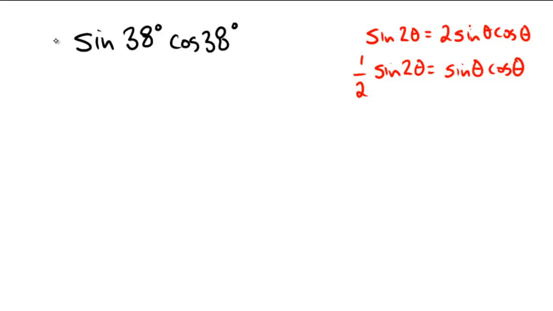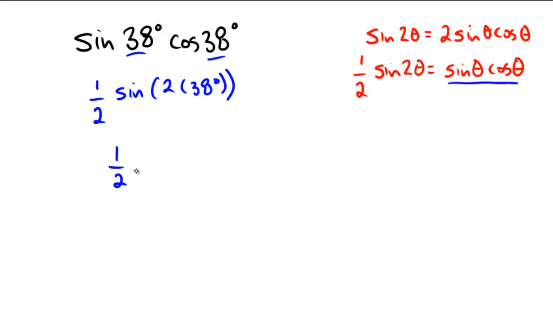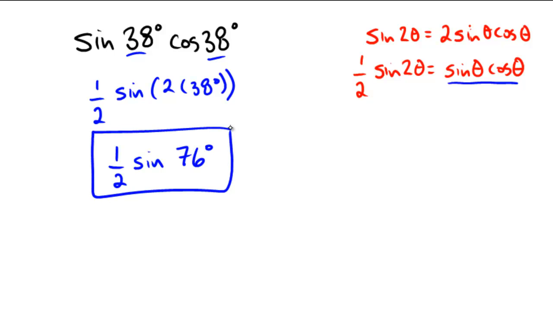Okay, so then after applying it, now we can see the sine theta cosine theta. Theta is being played by 38 degrees, so our answer will be 1/2 sine of 2 times 38 degrees, and of course 2 times 38 degrees would be 76, so we have 1/2 times the sine of 76 degrees.